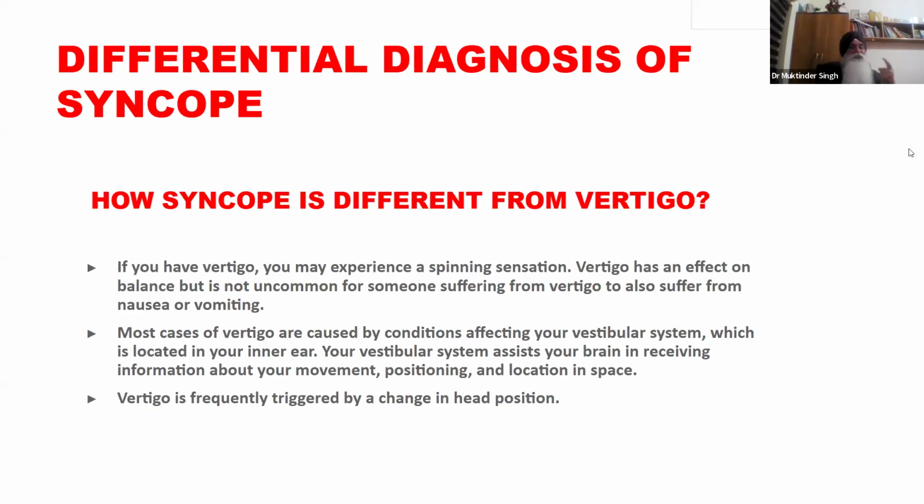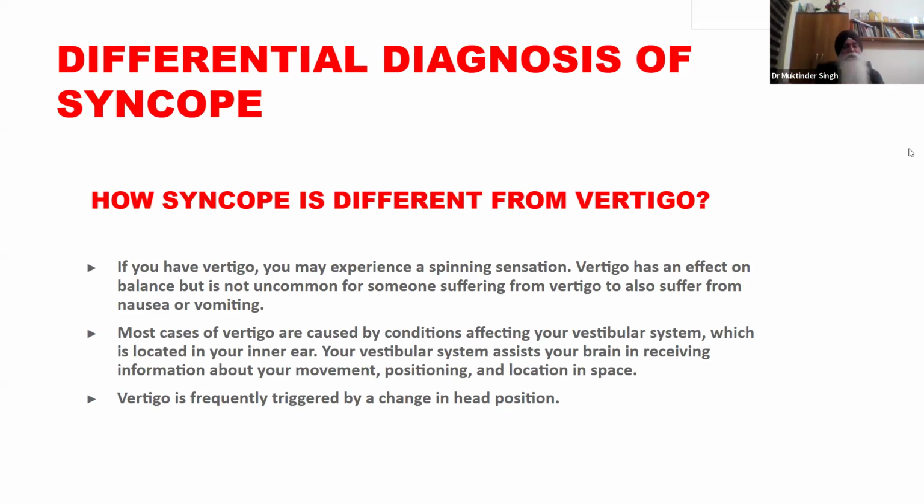So what are the differential diagnoses? Now, we know that a person with vertigo can say the same thing. A person with dizziness can say something similar, or syncope. So how is syncope different from vertigo? Because in Hindi, sometimes a person will say, मुझे चक्कर आ गया. When someone falls, they say, ये चक्कर खा के गिर गया. But vertigo is a different condition. Syncope is a different condition.